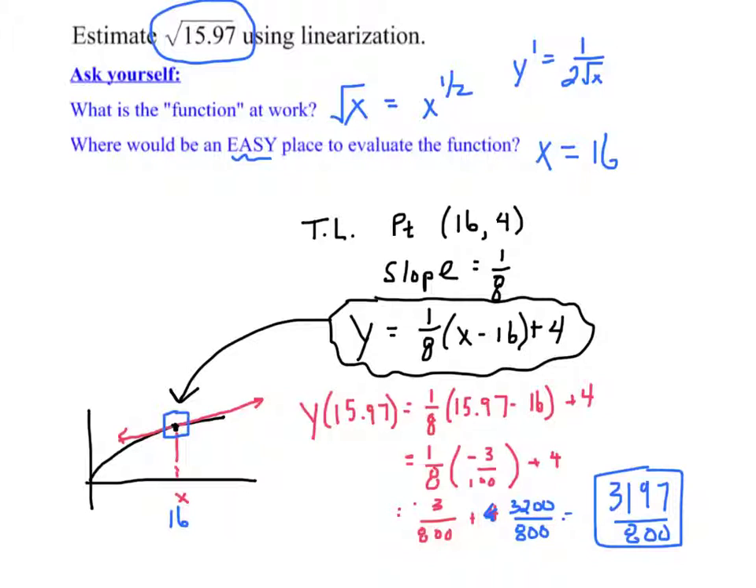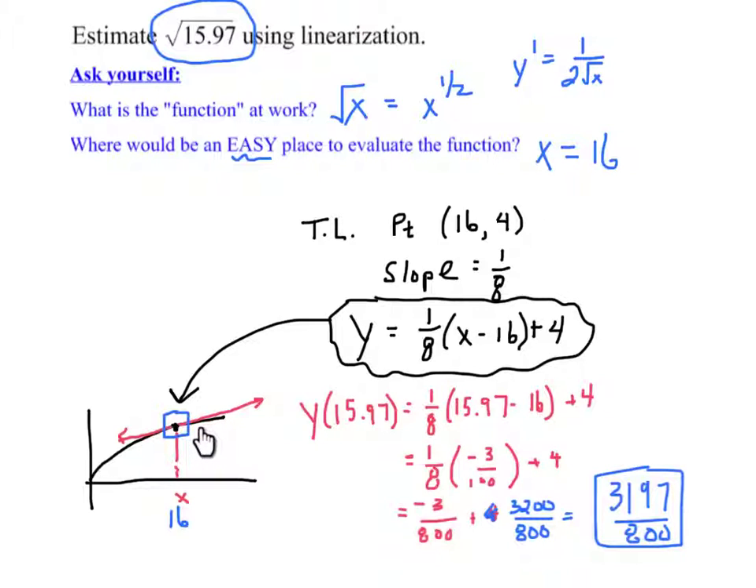I believe that that is accurate to the 10,000ths place. Now, the reason it's so accurate is because 15.97 is so close to the point of tangency. If I was estimating the square root of 15, of course, the further away I get from the point of tangency, the further apart the line and the actual function are. So, I wouldn't use this line to say estimate the square root of 24.